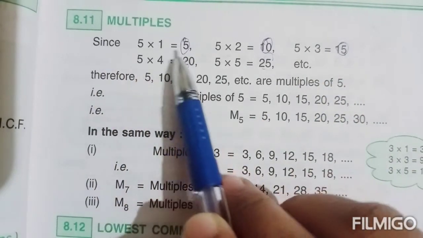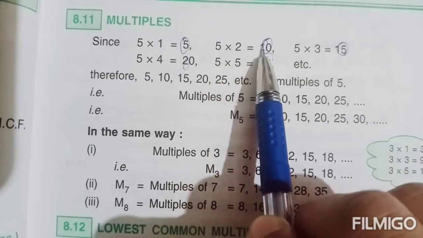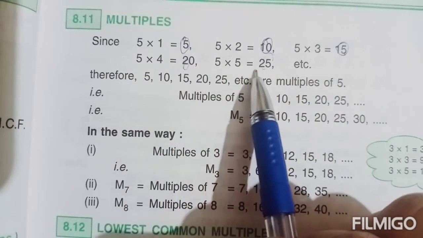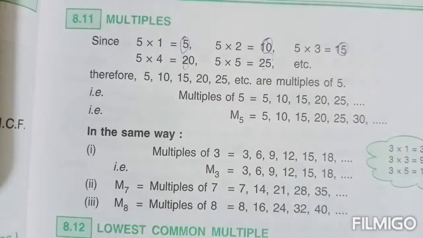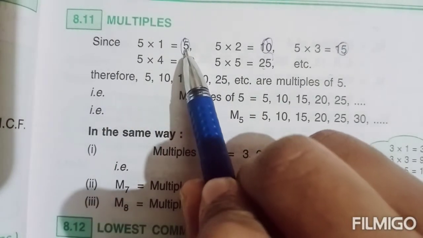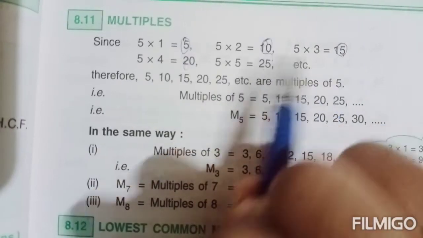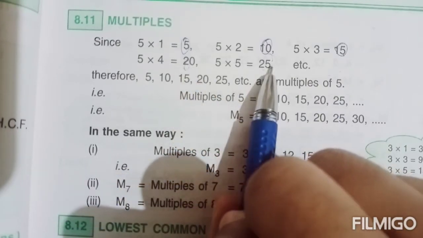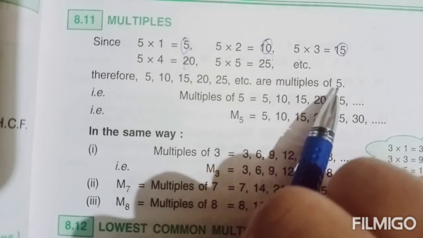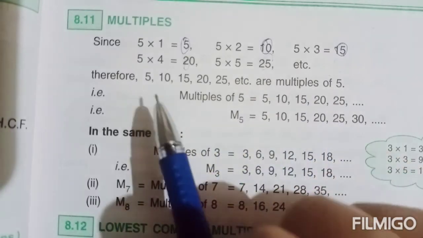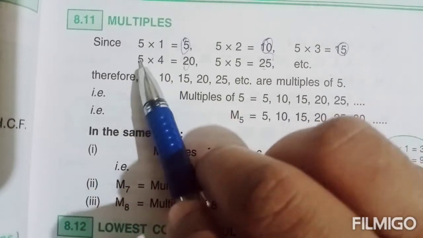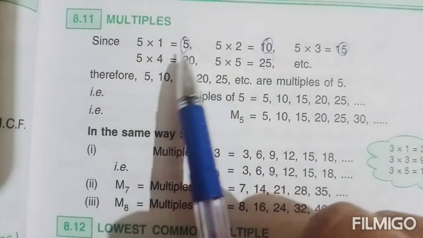We know 5 into 1 is 5, 5 into 2 is 10, 5 into 3 is 15, 5 into 4 is 20, 5 into 5 is 25, etc. Therefore these numbers 5, 10, 15, 20, 25, etc. are called multiples of 5. Okay. In order to find the multiples of 5, multiply 5 with the natural numbers, that is 1.